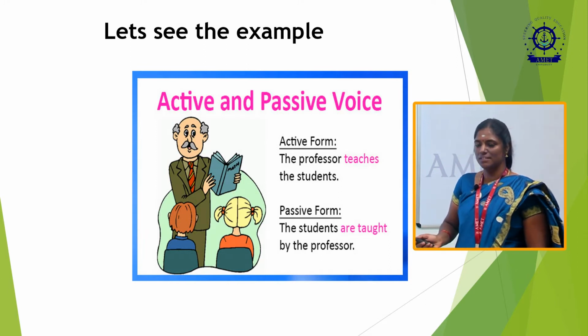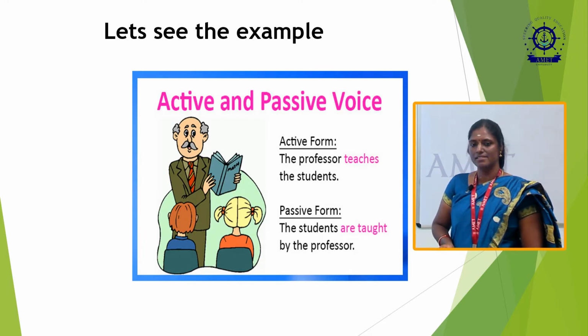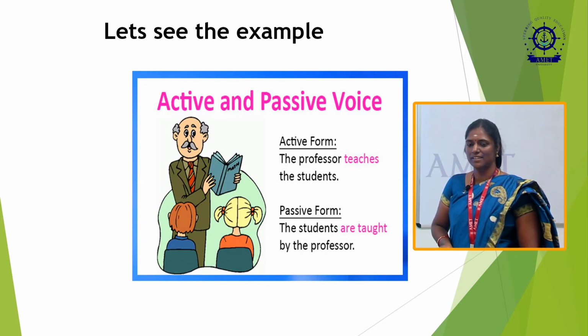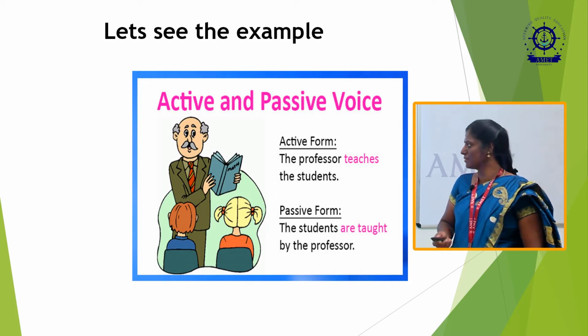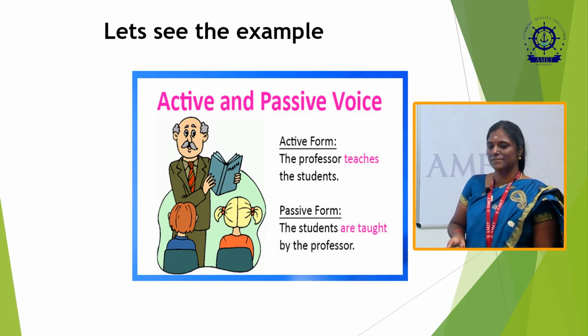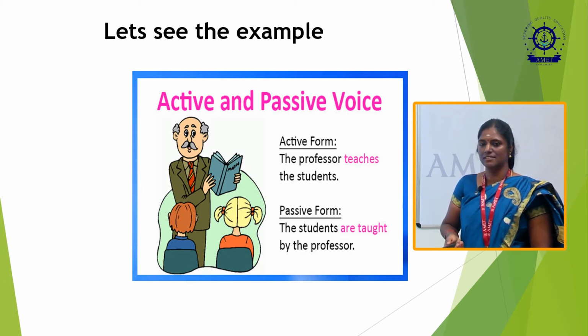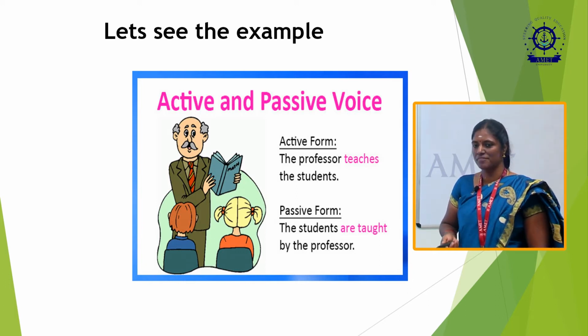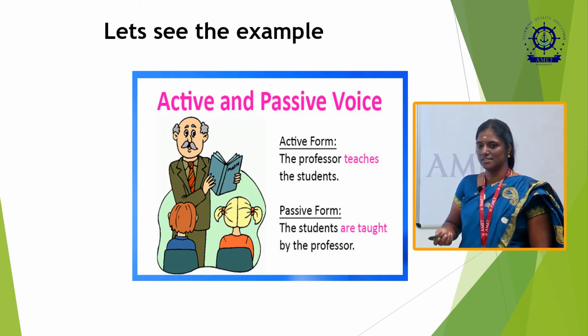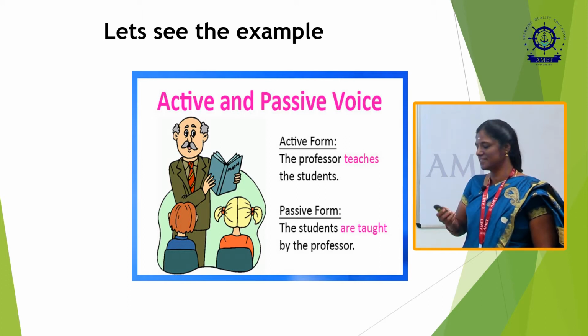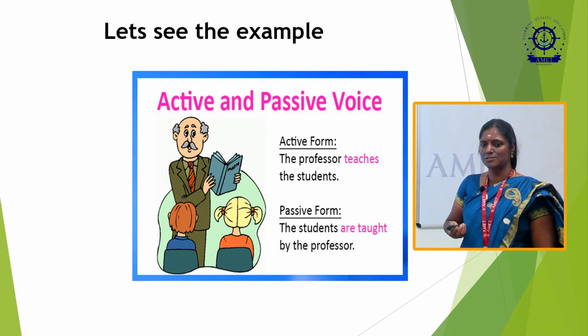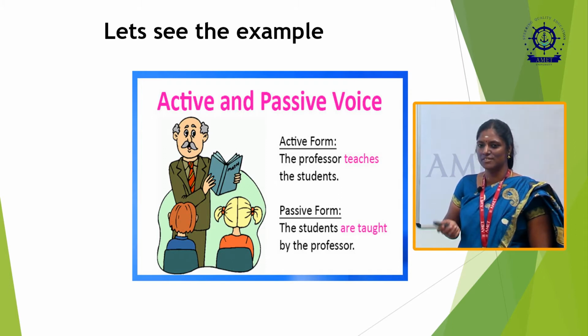See the first example. The professor teaches the students. The sentence is in simple present tense. The professor teaches the students. Subject, verb, object. Now we are changing this active into passive voice. So we have to take the object, that is the students. Take the students and it should be placed in the first position in passive voice. The students. We have to see it's a student or students, students. So it's a plural form.